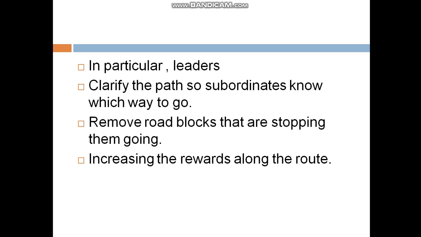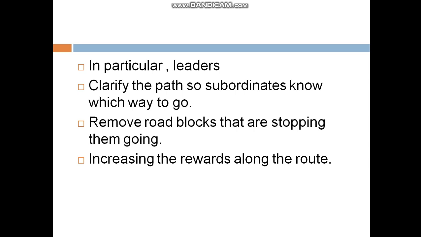The path goal theory, also known as the path goal theory of leader effectiveness or path goal model, is a leadership theory developed by Robert House, of Ohio State University, in 1971 and revised in 1996.